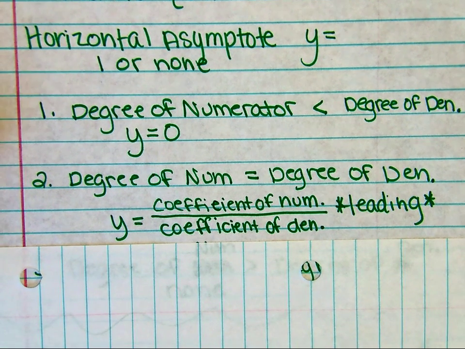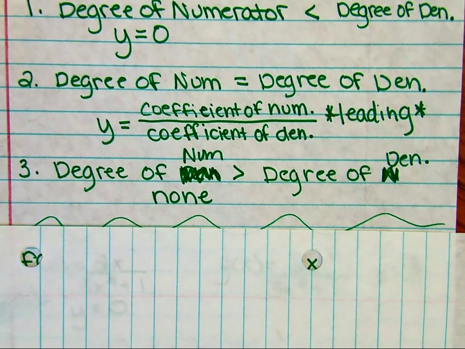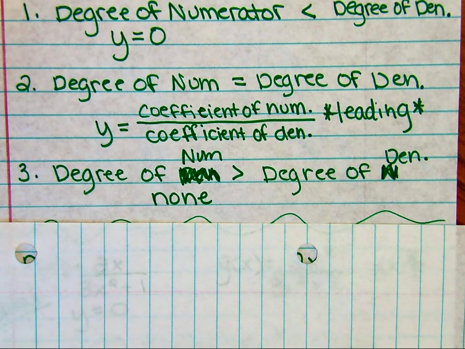Then the last one is if the degree of the numerator is greater than the degree of the denominator, so this is kind of the opposite of Rule 1, then there is no horizontal asymptote. Again, those are your 3 rules. You're going to have to know these. If the numerator is less than the denominator, it's y equals 0. If they equal each other, you find the coefficients and divide by those. And if the numerator is greater, then it's none.